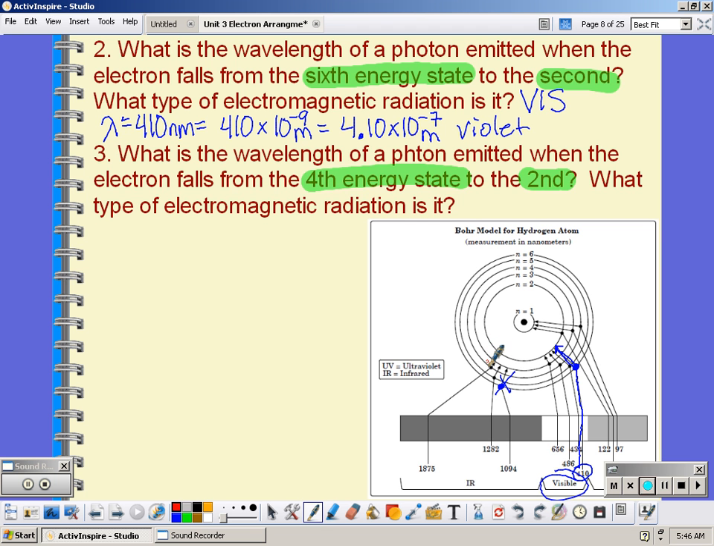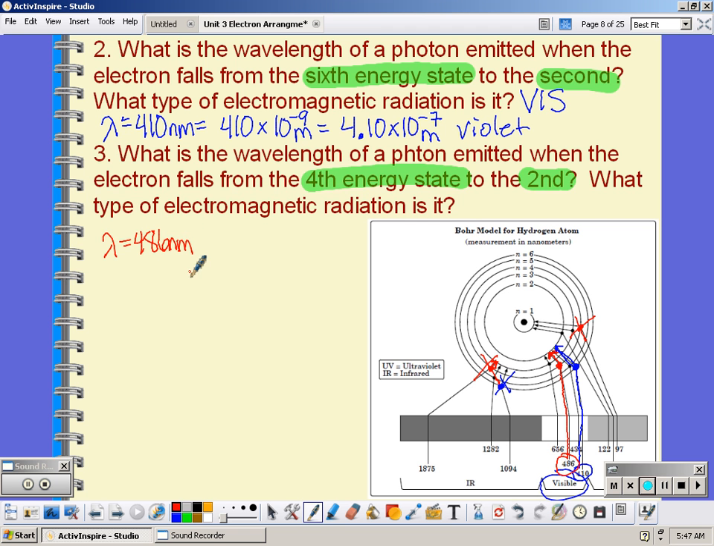So if we trace the fourth ring around, we see we have 1, 2, 3 possibilities. This one all the way to the right is pointing to the first ring, and we want it to point to the second. The one in the middle is pointing to the second, so that's the one we'll use. And the one on the far left actually points to the third, so we don't want to use that one either. So we'll trace the middle one all the way back, and we see that we have 486 nanometers. So the wavelength is 486 nanometers.